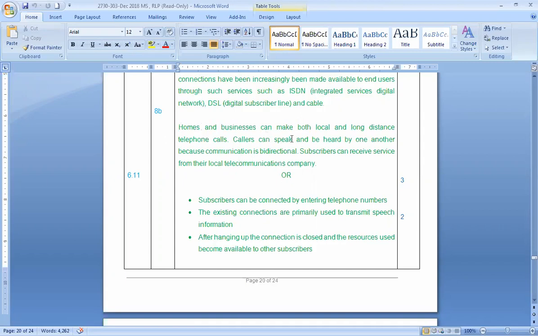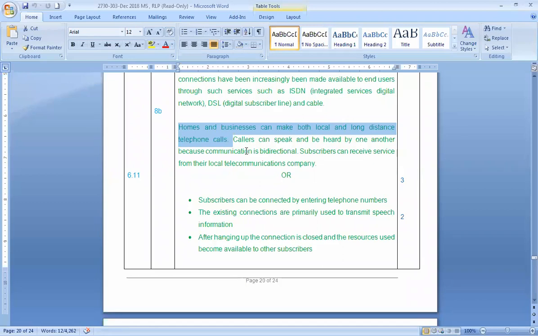Homes and businesses can make both local and long distance telephone calls. So it's not only just about connecting from one building to another building, right? Not only from one state to another state, but this was going beyond countries, right? So international calls. So you had to have a standard working protocol, so that once a call is established, the technologies used in the other countries should also be the same. If not, then there's no point, right? Your call wouldn't go through.